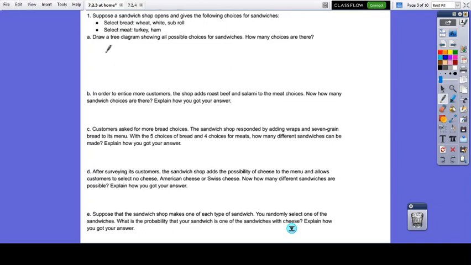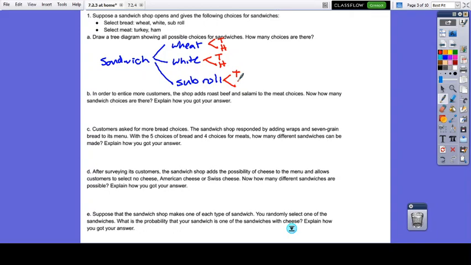So drawing a tree diagram is essentially saying, okay, we're buying a sandwich. What choice do we have to make? Well, we have to choose our bread first, and there are 3 possible choices for bread. So we have the wheat, the white, and the sub roll. Once you have chosen that, you then get to choose turkey or ham. So if you went the wheat route, you now are choosing either turkey or ham. If you went the white route, you're also choosing turkey or ham. And if you went the sub roll route, you're also choosing turkey or ham. So you have to make one of those choices.